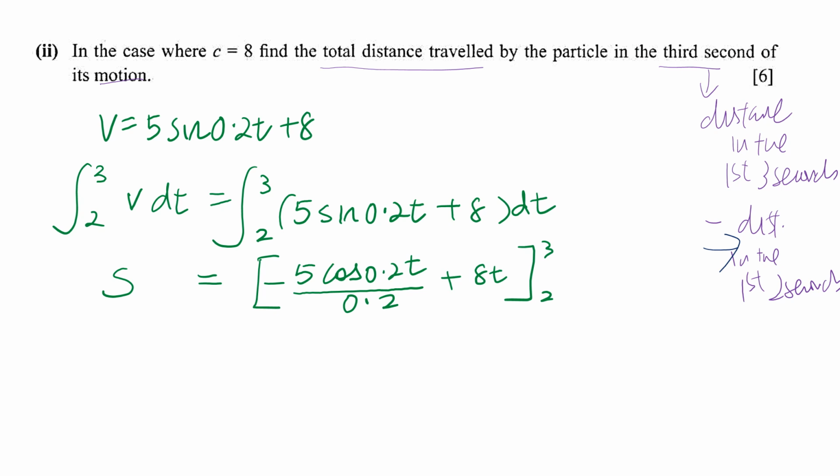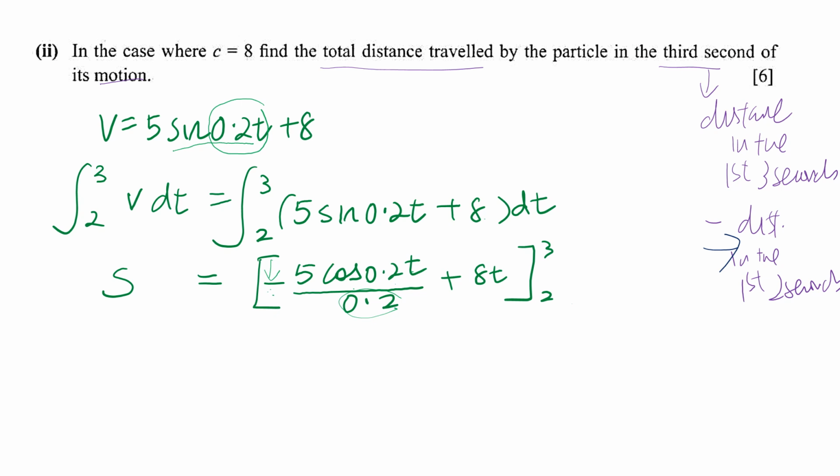Alright, so when you integrate sine, you get negative cosine. When you integrate sine 0.2t, you get negative cosine 0.2t, and you need to divide by the differentiation of 0.2t. So you differentiate 0.2t, you get 0.2. That explains my 0.2 here, and that explains my negative here. And when you integrate 8, you get 8t. We are integrating from 2 to 3, as explained earlier.